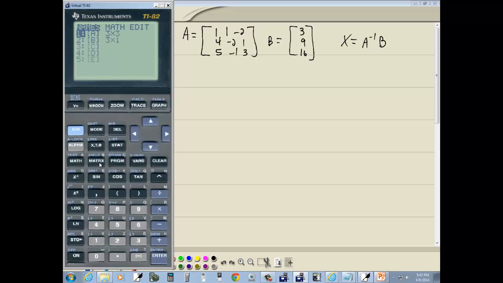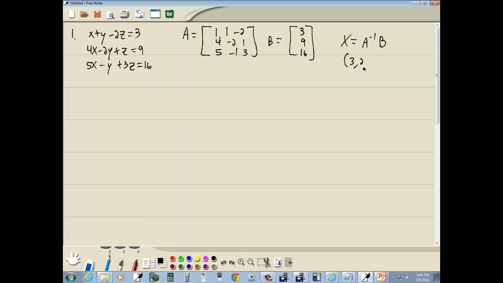Now go to my matrix menu, do enter on A. Then I'll push my x and negative 1 button, that's my inverse button. Times, go back in my matrix, down arrow to B, press enter, and enter again. So our answer, this is x, this is y, and this is z. Our answer is 3, 2, 1.